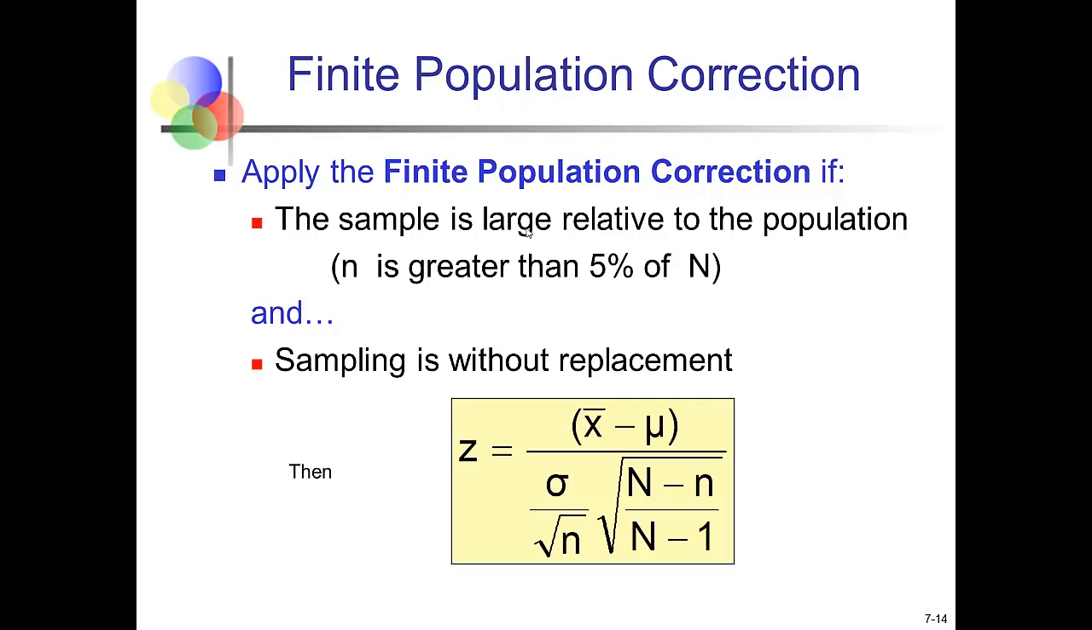If we have drawn a relatively large sample from the population, in other words, our sample size is more than 5% of the population size, and we did that sampling without replacement, we really have to make a small adjustment to our z-score here to make that z-score accurate. So this square root of the population size minus the sample size divided by the population size minus 1 is our finite population correction mechanism that we use to correct the z-score.